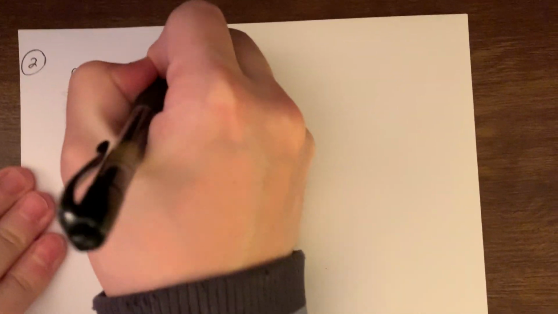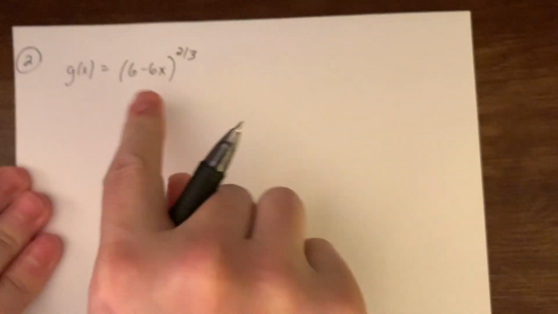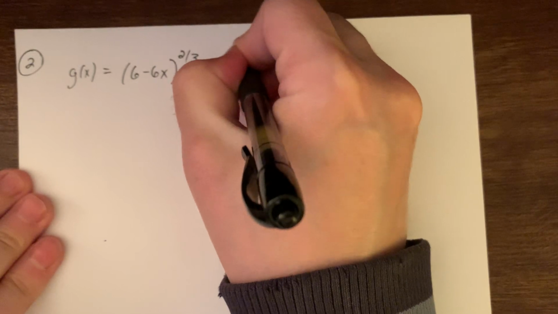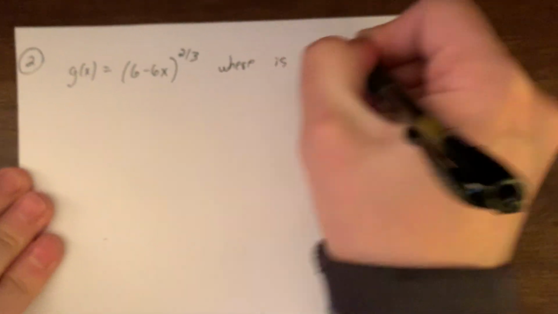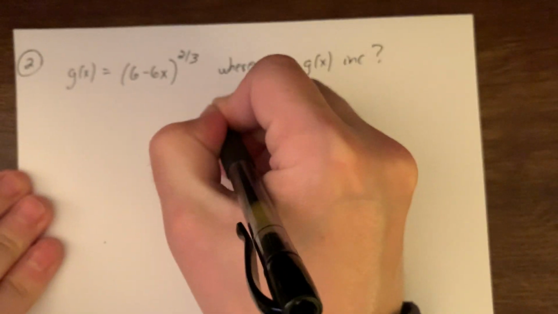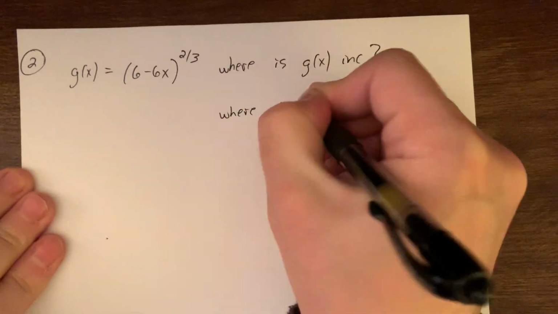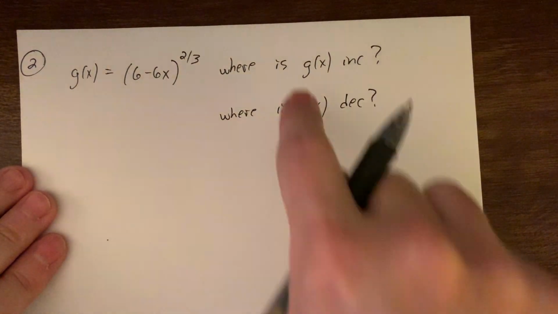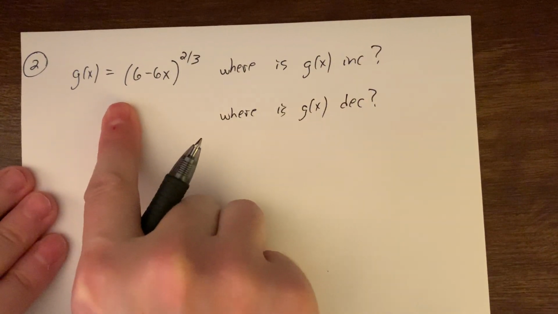Let's get some good reminders from what we've already been doing. So this will be the second page, and let's look at the function g of x equals the quantity 6 minus 6x to the 2/3 power. And for this one, all I'm going to ask is where is this function g of x increasing, and then separately, where is this function g of x decreasing? So those are my two questions for this function.